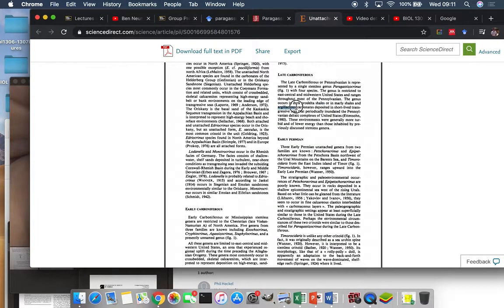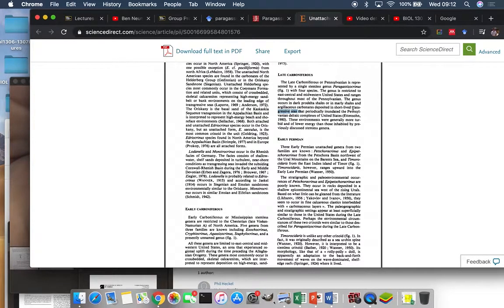Argillaceous is a fancy word that means sandy. Carbonates is a fancy word that means something like a limestone. So you've got calcium carbonate binding together all the rock that's there. And these are things that normally form in the ocean. You can read about those. And here we go, short-lived transgressive seas.